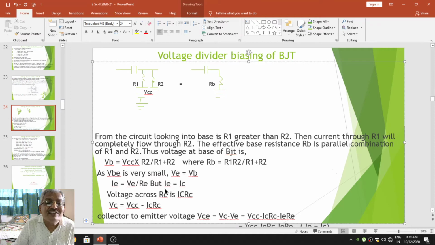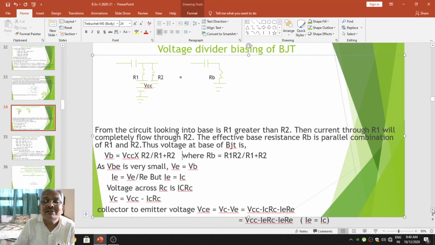Voltage across RC is given as IC into RC. Hence we can get VC equal to VCC minus IC into RC. The collector to emitter voltage VCE is given as VC minus VE, that is VCC minus IC into RC minus IE into RE. VE is the voltage across the emitter resistor. Remember that.